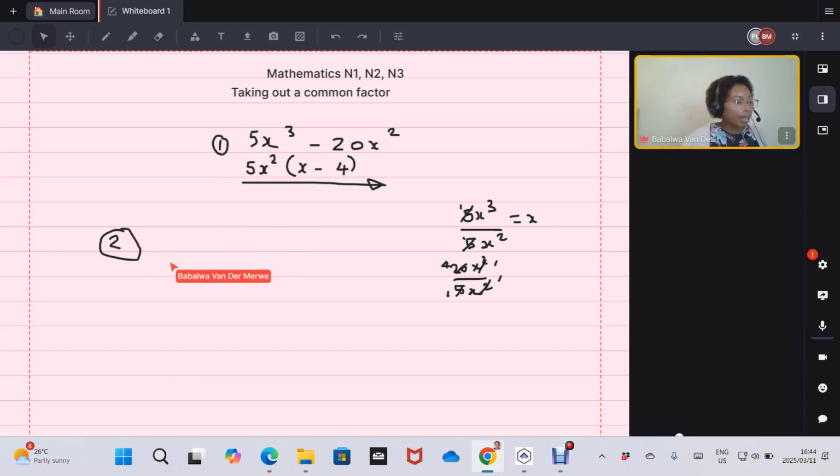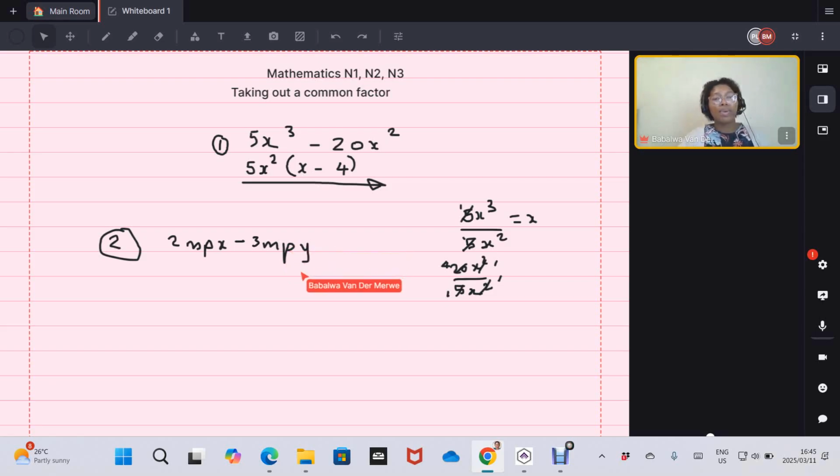Say we are given 2mpx minus 3mpy, and they say factorize each expression fully. Again, you look at the coefficients. In this case, we have a 2 and a 3. There's nothing common about that.